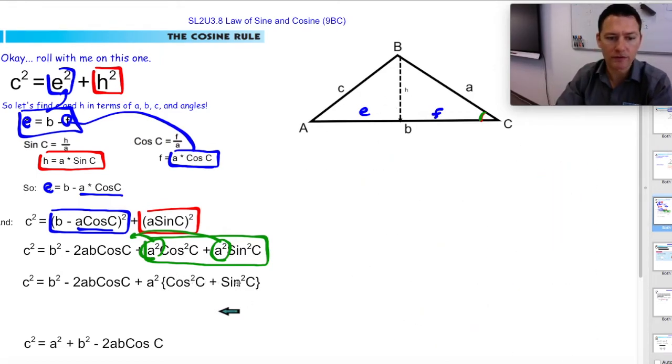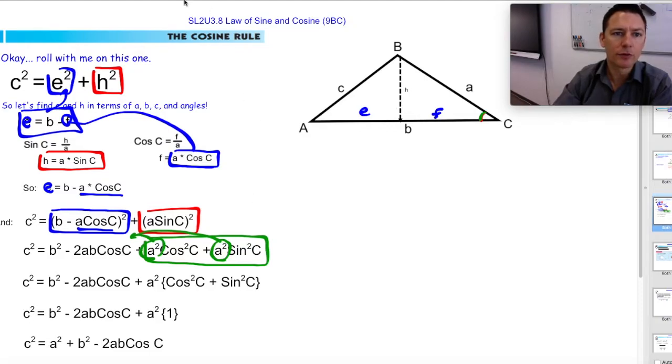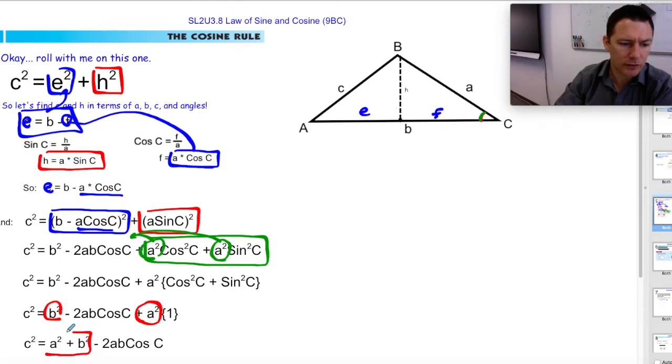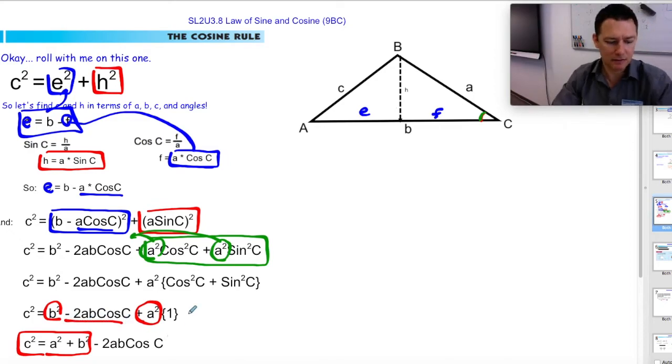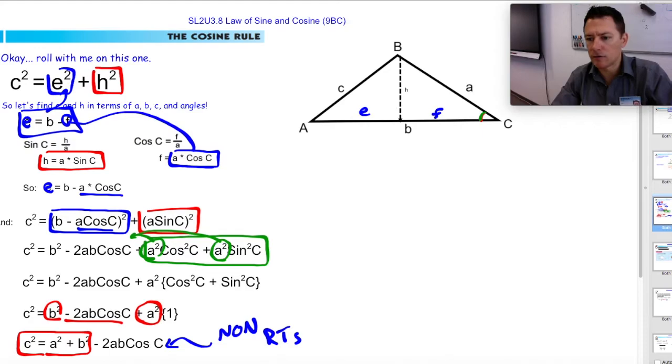Either way, cosine squared C plus sine squared C is 1, so you get 1 times A squared, and all of this mess left over. If you rearrange it and put the A and the B together, you get this, which is a little more recognizable as the Pythagorean theorem, and then minus this bit at the end. So it's basically the Pythagorean theorem with a tweak that makes it work for non-right triangles. Cool. That's the law of cosines.